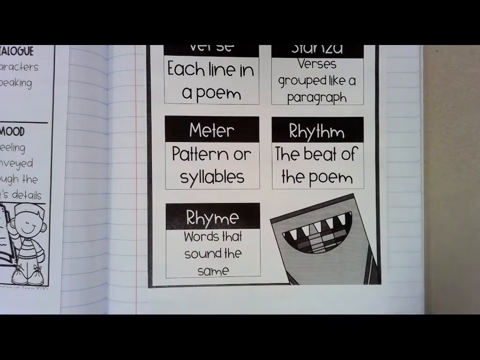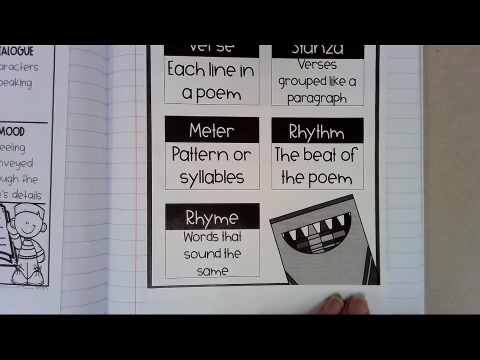They have specific types of poetry like haikus that have certain meter and rhythm that you have to meet in order to be considered a haiku. There's other types of poetry that follow certain rules as well. So that was on page 35.